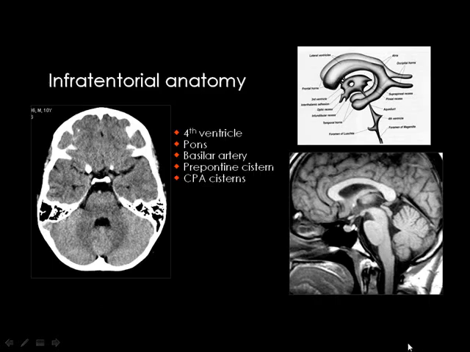Then, in order to know the anatomy, you should know that we have 4 ventricles in the brain: the fourth one, the third, and 2 lateral ventricles. And we use this ventricular system to know the anatomy, starting with the fourth ventricle, which is present in the posterior fossa.